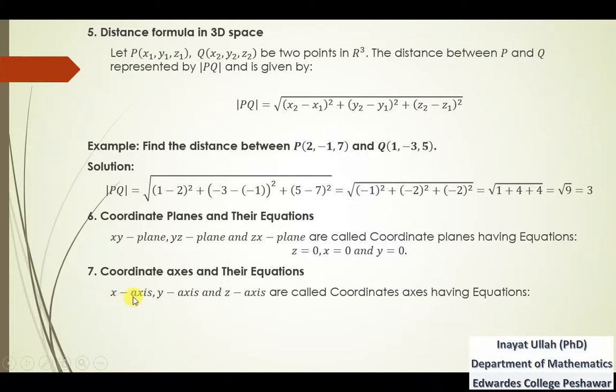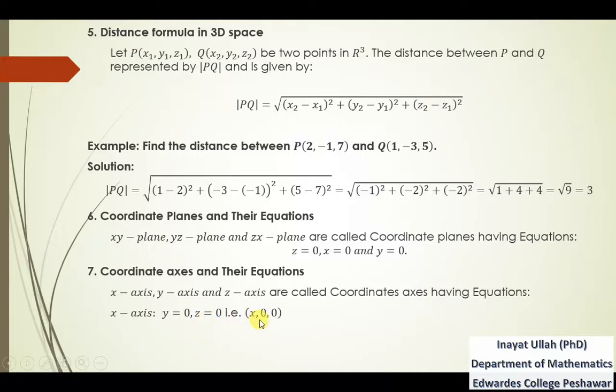For the equation of the x-axis, we see here that along the x-axis there is no y and there is no z. So y is equal to 0 and z is equal to 0 are the equations of the x-axis. Similarly, on the y-axis there is no x and z, so x equal to 0 and z equal to 0 are the equations of the y-axis, and similarly x equal to 0 and y equal to 0 are the equations of the z-axis.